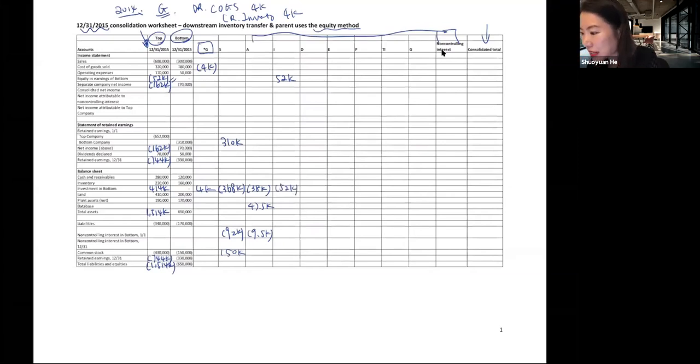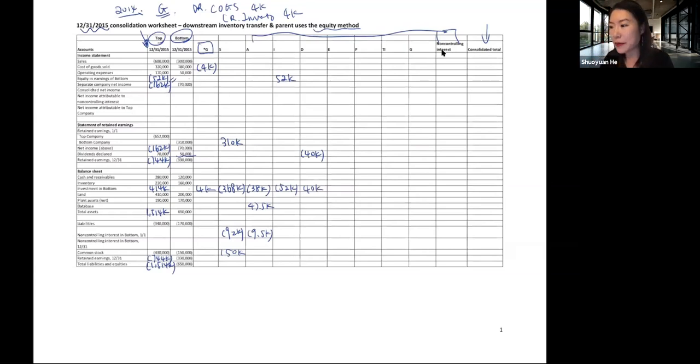Consolidation entry D, the purpose is to eliminate intra-entity dividend payment. Here, all of the subsidiary's dividend payment is 50,000. And because the parent has 80% of that, 80% of 50,000, that is 40,000. So the dividend goes down by 40,000. And then the investment account goes up by 40,000.